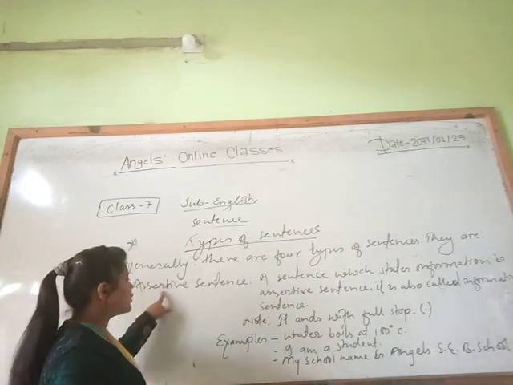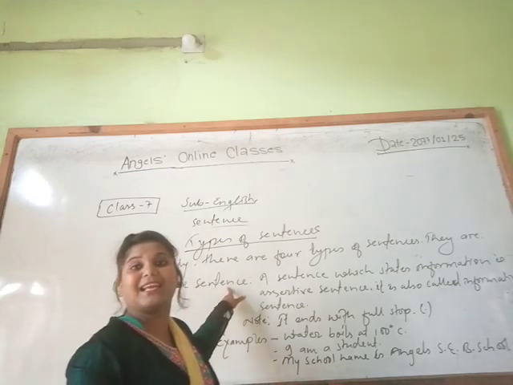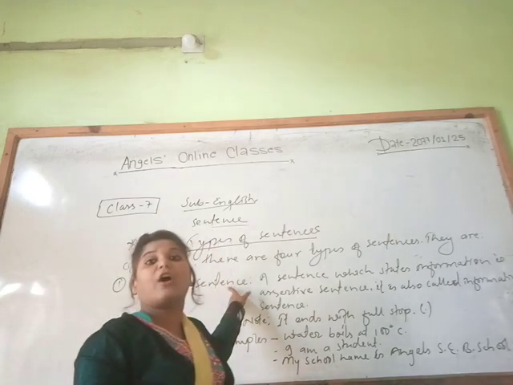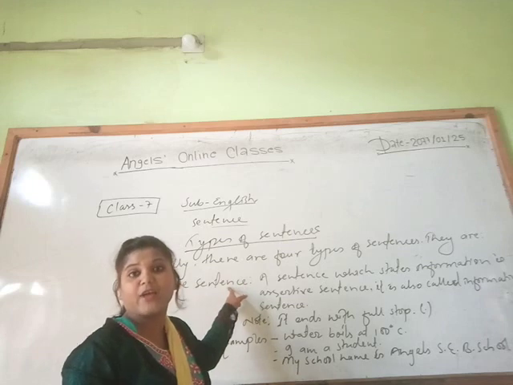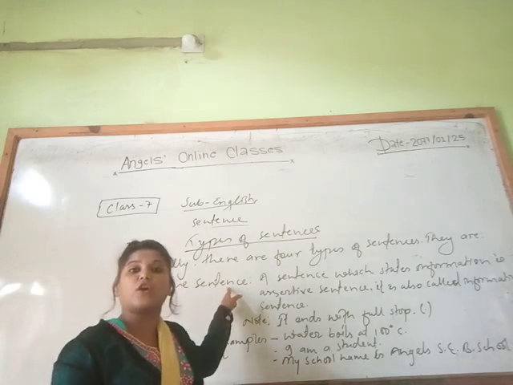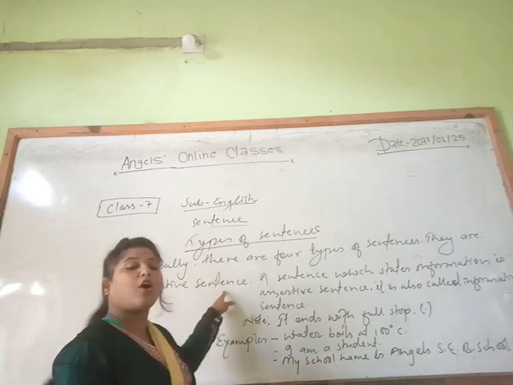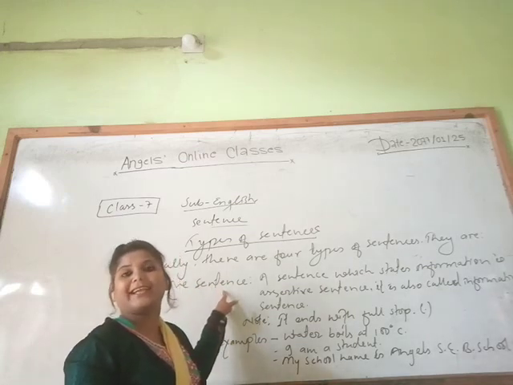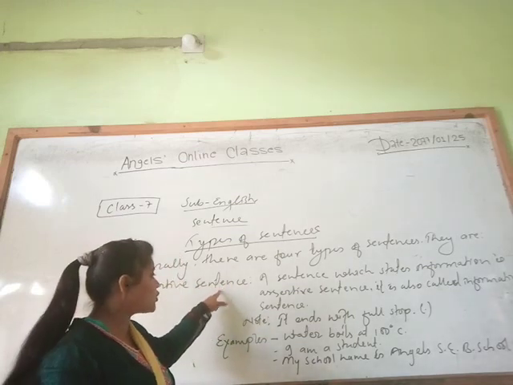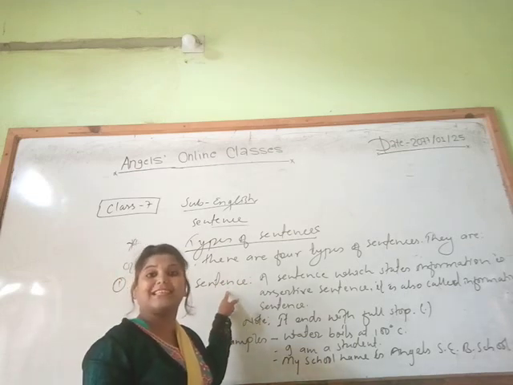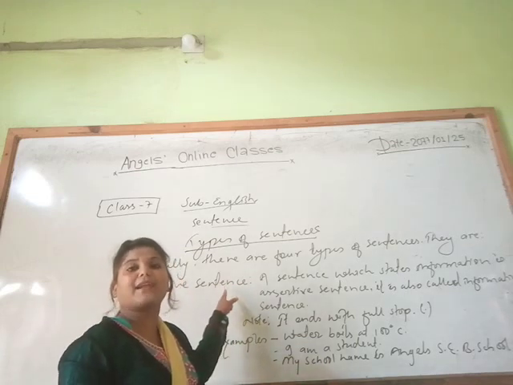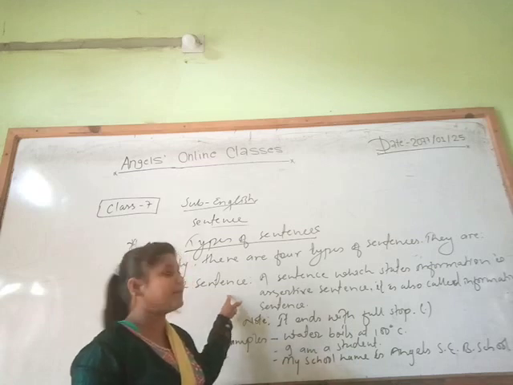Number one is the assertive sentence. What kind of sentence is known as an assertive sentence, or how can we identify whether a sentence is assertive or not? To identify, write or use an assertive sentence in our language, we must know how the assertive sentence is constructed and what kind of information is given by it.